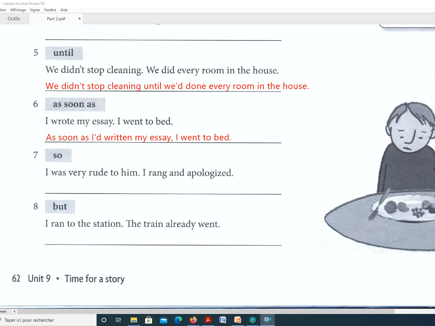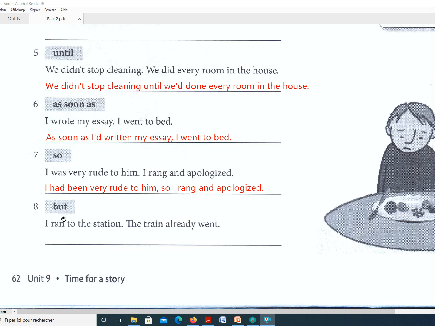Number 7, using so. I was very rude to him. I rang or I called and apologized. Which action happened first? Being rude. This is why you say sorry later. Okay, so we're going to say, I had been very rude to him, so I rang and apologized. Verb to be in the past perfect, had been.